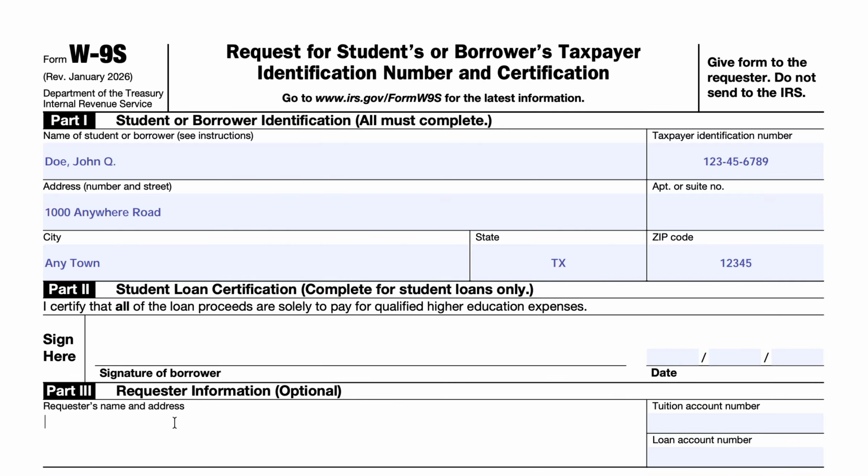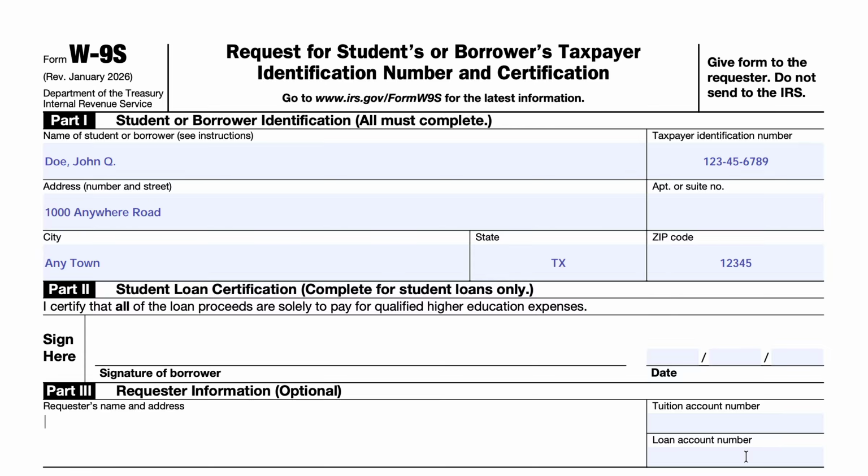Part 3, the requester information, is an optional field, and what the instructions say about Part 3 really has to do with identifying the account to which this form W-9S relates. So the requester, the institution, may put in this information and then attach a student account number or a loan account number. Again, this would be for their internal purposes. When you complete this form, you're not going to send it to the IRS. You're going to give it to the institution. It's their responsibility to maintain records.